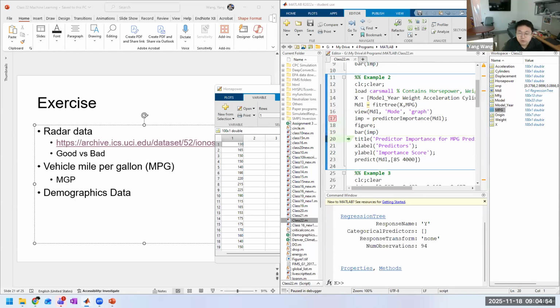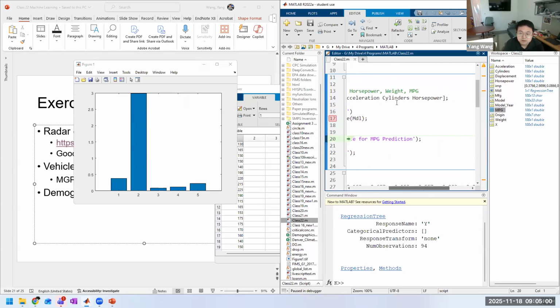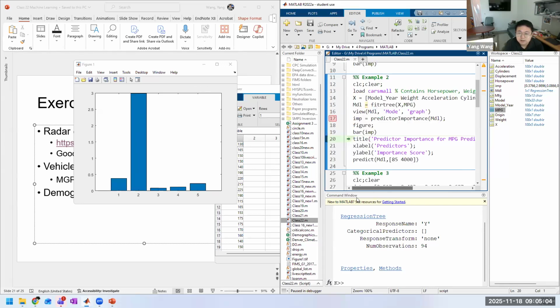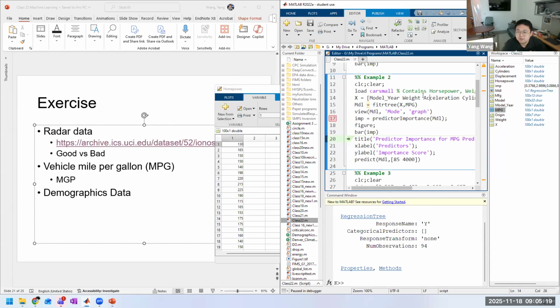Okay, so this is our feature importance. As we said, there are several parameters: model year, weight, acceleration, number of cylinders, and horsepower. So you see that basically the weight is the most important one, so it has the highest bar magnitude. And then the year also plays a role here. So then let's try to shorten that into 2 parameters.